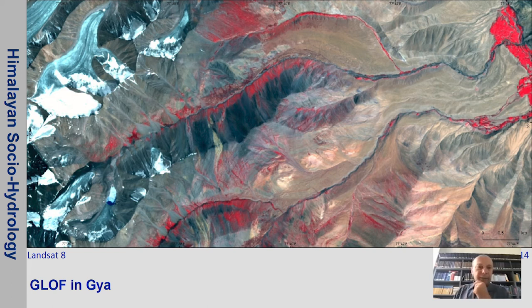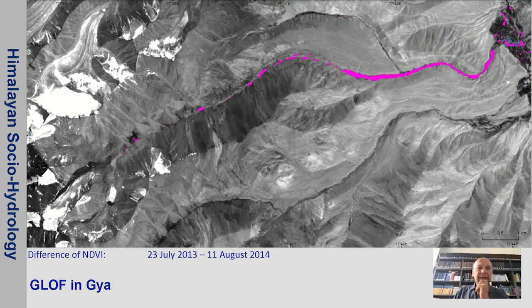And then we combined these two satellite images, and this is then the next, and we subtracted one from the other, and there we can see the change in the land cover that occurred after this flood.